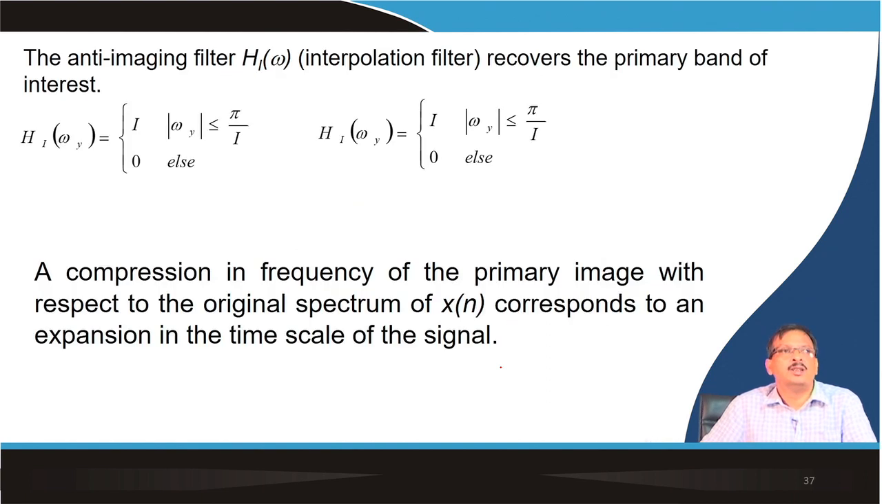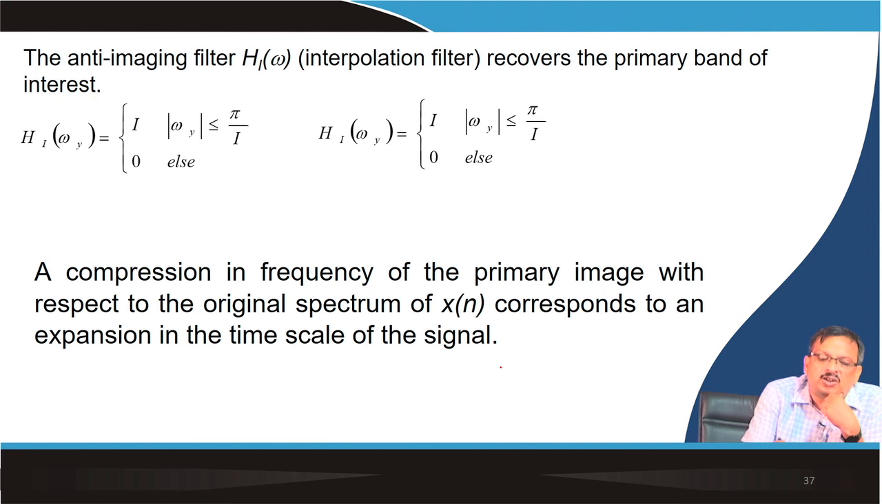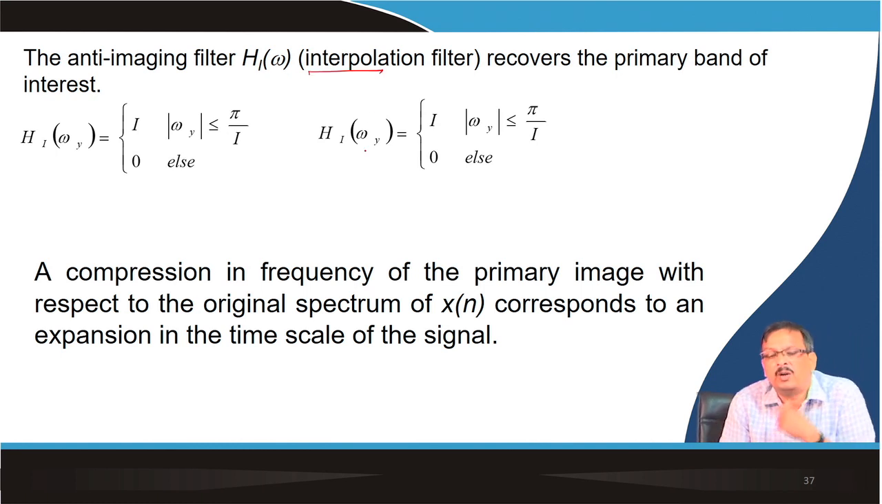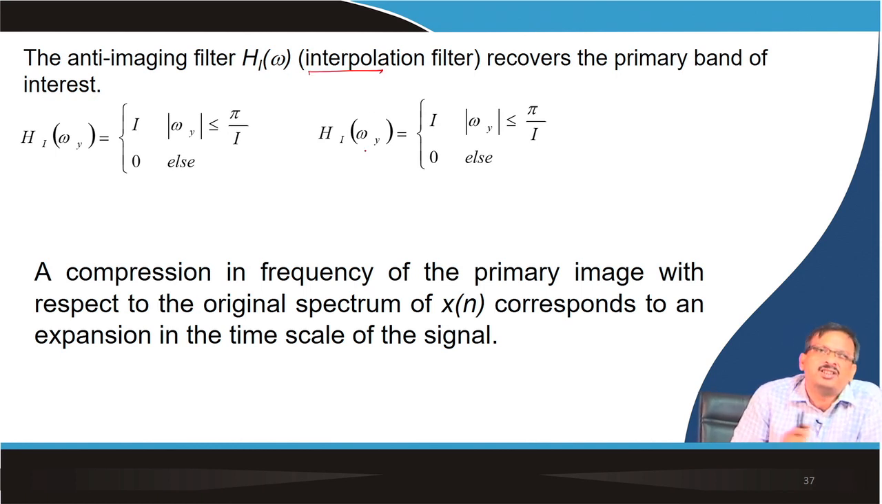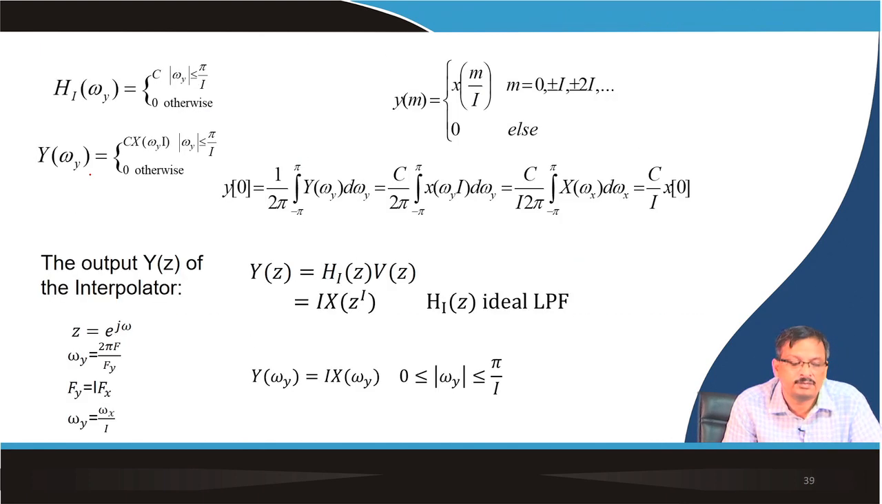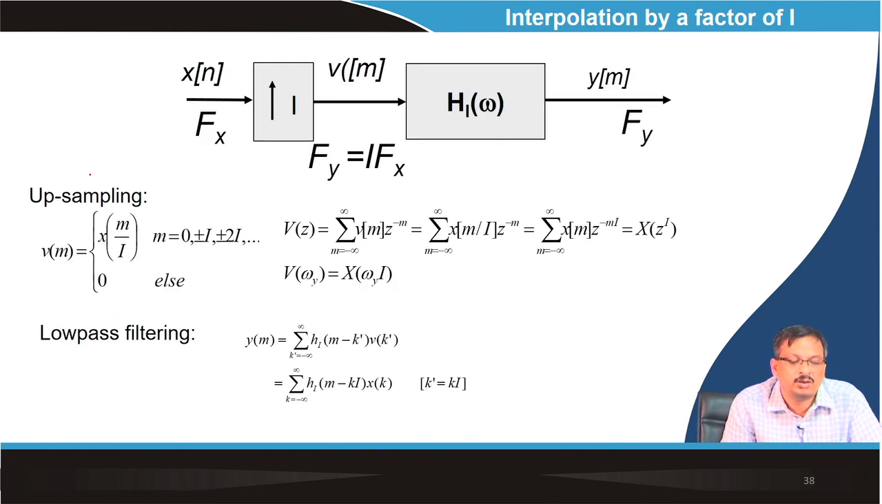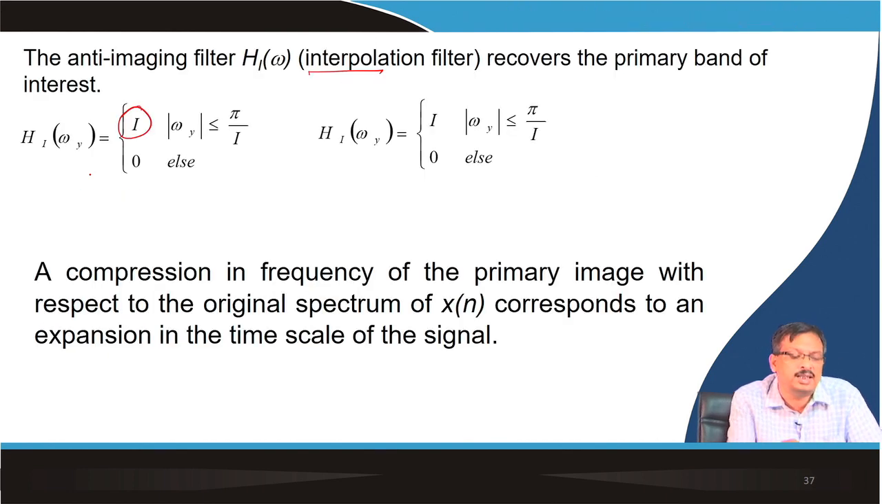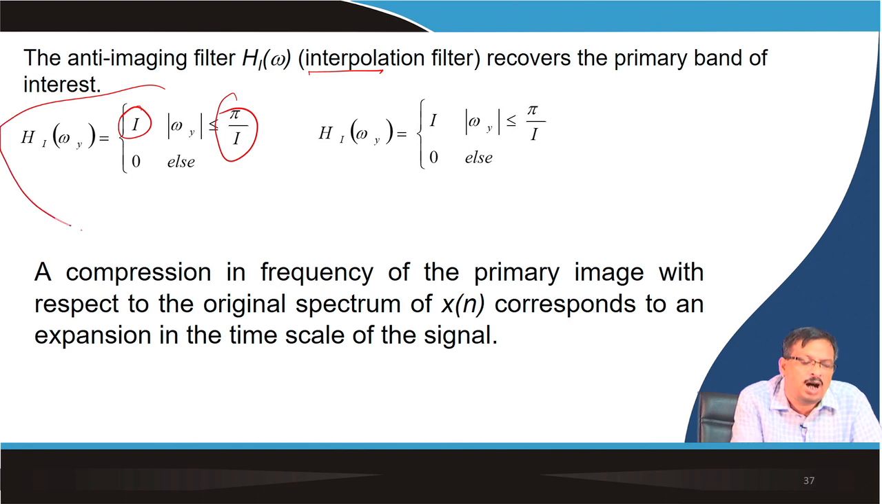Okay. And again it is called an anti-aliasing filter or interpolation filter. It recovers the primary band of interest, and all other bands are discarded. So I know it is equal to I. So it is I. So this is equal to pi by I. So how is this coming?